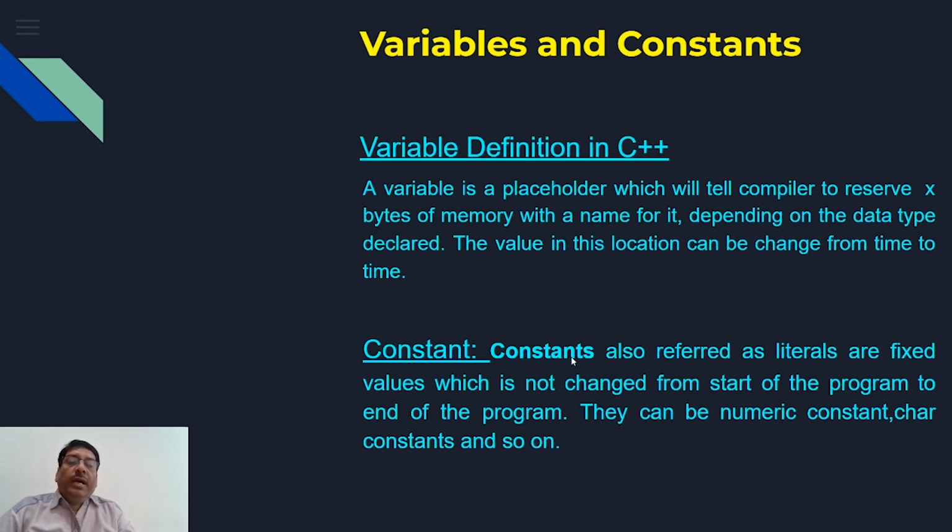Similarly, what exactly do we mean by a constant? Constants, also referred to as literals, are fixed values which are not going to change from the start of the program to the end of the program. They can be numeric constants, character constants, and so on. If you take any value and that value is kept unchanged from the start of the program to the end, then you call it a literal or a constant. A good example of a constant is the value of pi. Whether you use it on the earth or the moon, the value is going to be the same, which is 3.14 and so on.